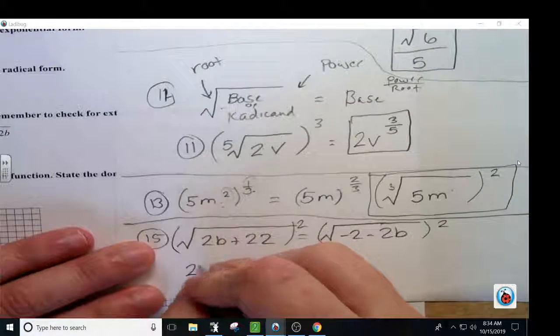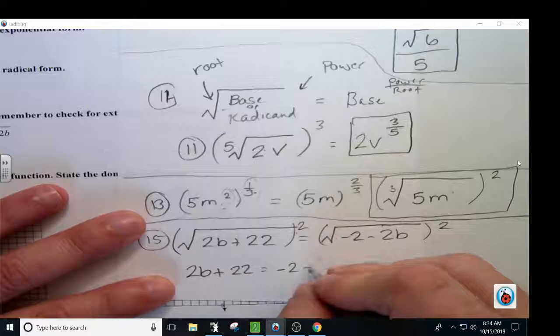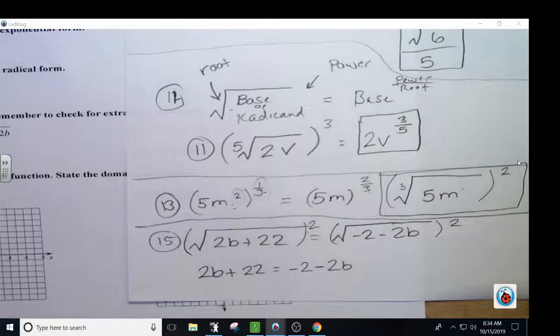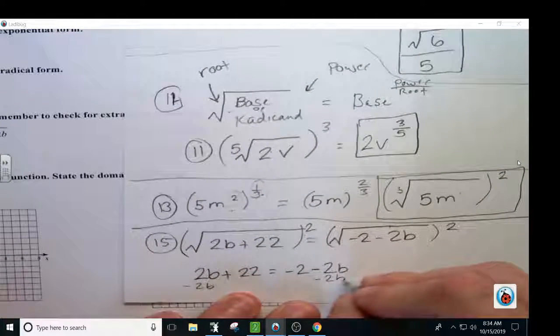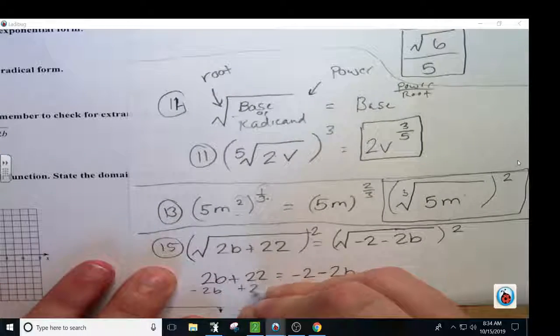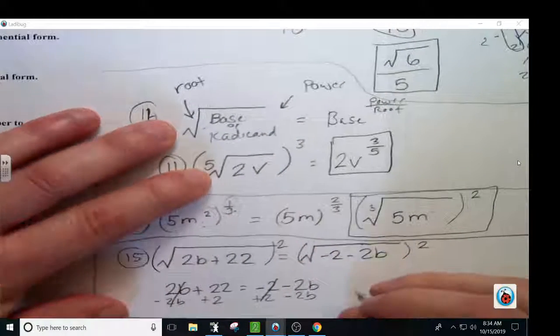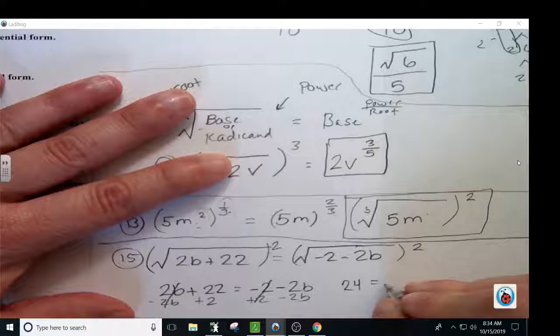That gives me 2b plus 22 equals negative 2 minus 2b. Notice all you're left with is two expressions, the two expressions underneath the radical. Then very simple. I'm going to subtract 2b from both sides. I'm going to add 2 to both sides. So what that ends up being is that cancels out, that cancels out. That ends up being 24 equals negative 4b.